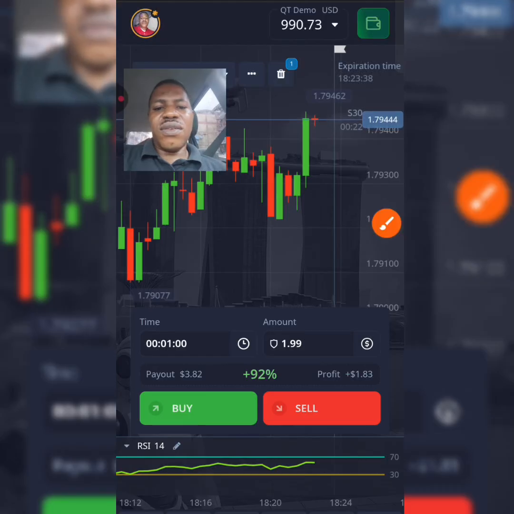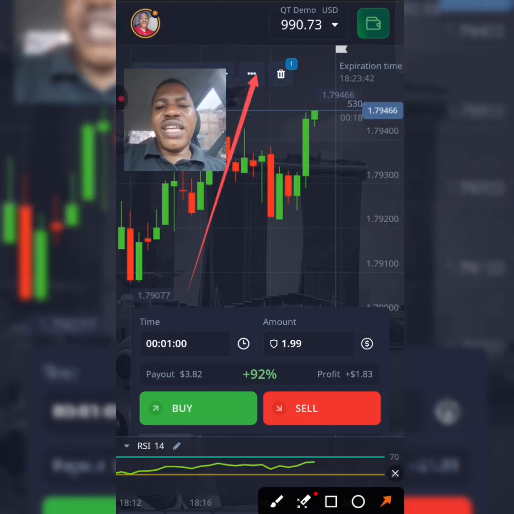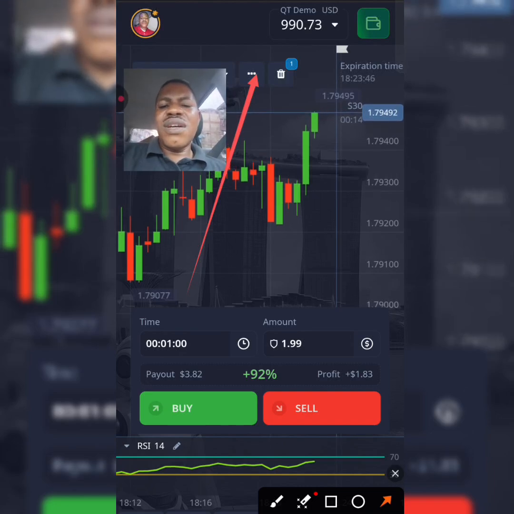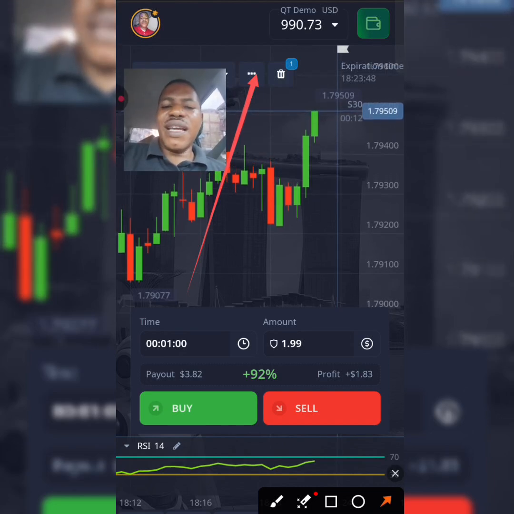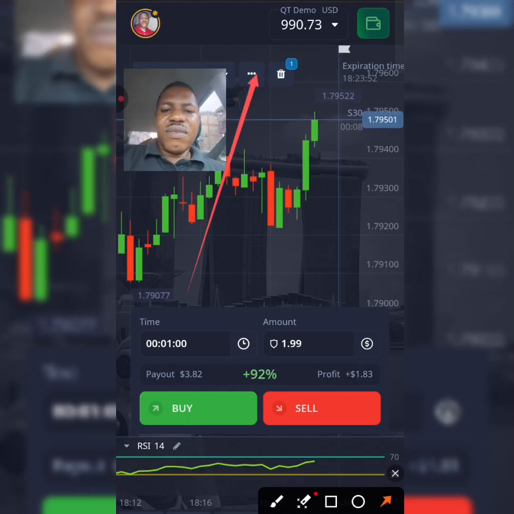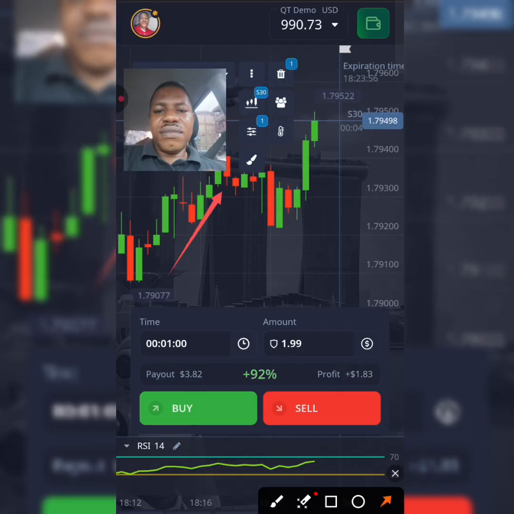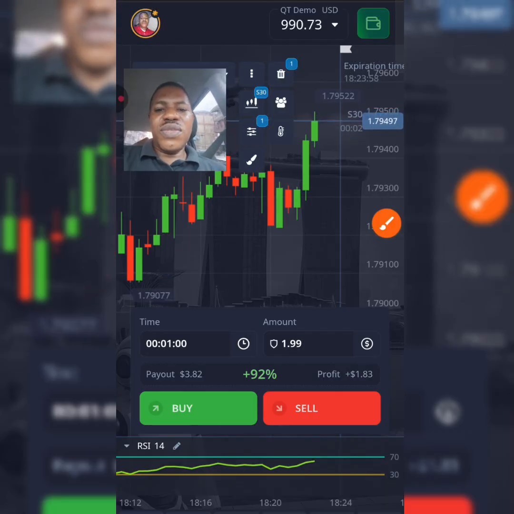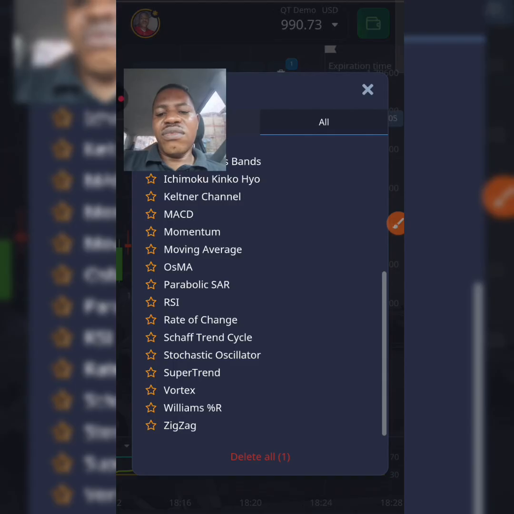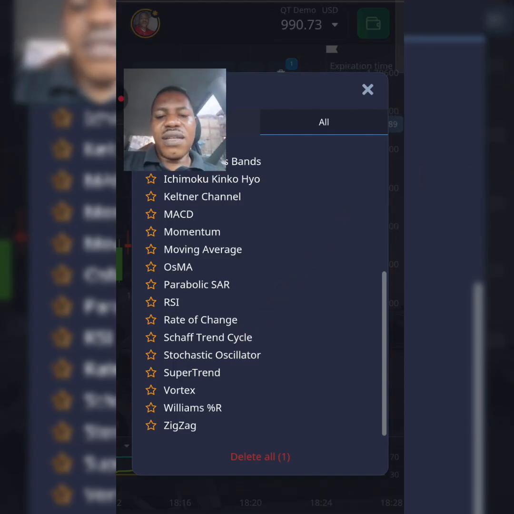Then we'll be needing another indicator called the stochastic oscillator. One of the strongest indicators is the stochastic oscillator. It tells you what is about to happen in the market. It is very, very effective, especially when used with the RSI. If you know how to read the stochastic oscillator, most of your problems will be half solved in the trading market.